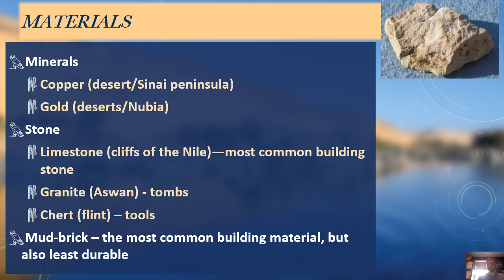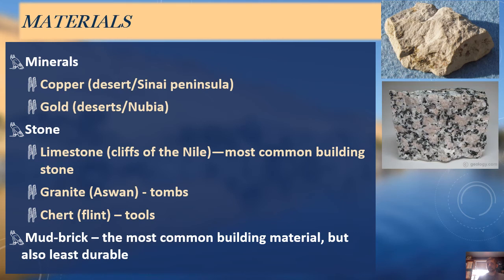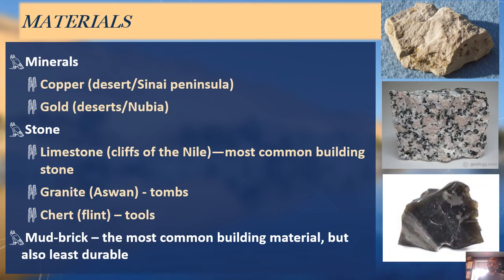So limestone at the top, granite in the middle. Look at that pretty pink and black in the granite. You see why the Egyptians really liked granite. And then chert or flint at the bottom.